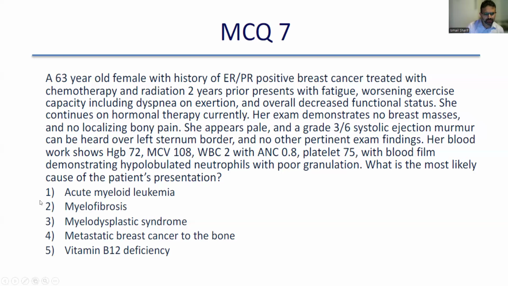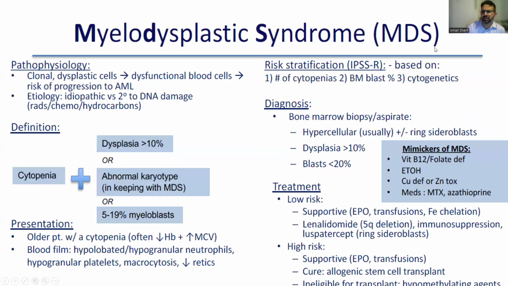Let's see more. Myelofibrosis. Myelodysplastic syndrome. Can this be metastasis, cancer to the bone? Vitamin B12 deficiency. So let's go into the next topic and then we'll decide afterward.